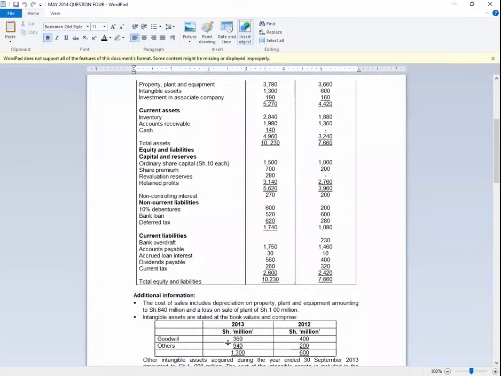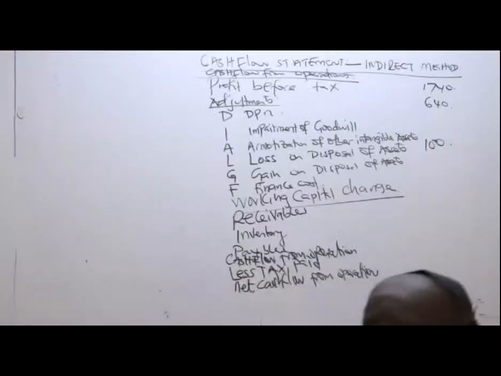So at this level, when I see the goodwill being given, you can see in 2012, goodwill was 400. And in 2013, the goodwill is 360. Is there somebody who is able to see goodwill that was impaired?